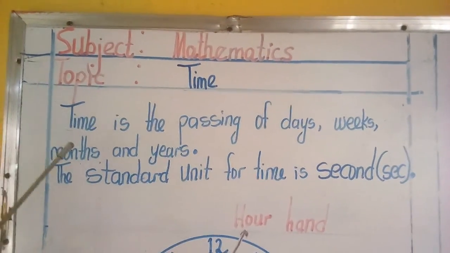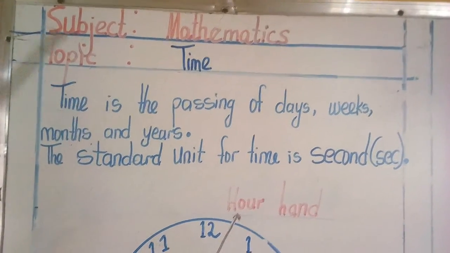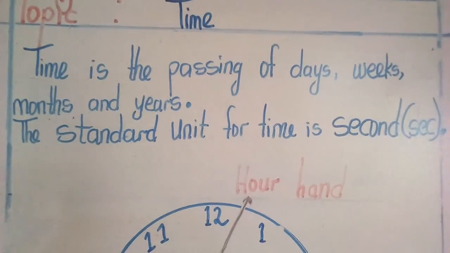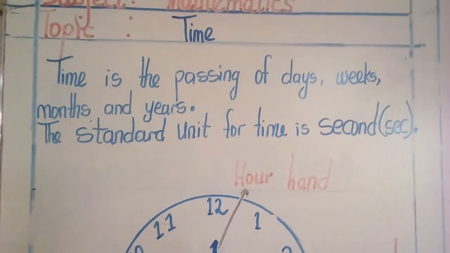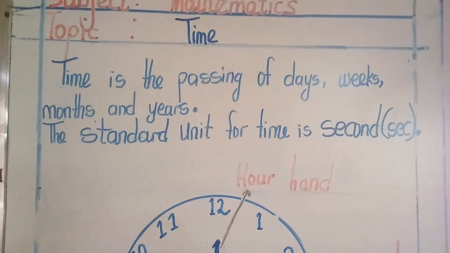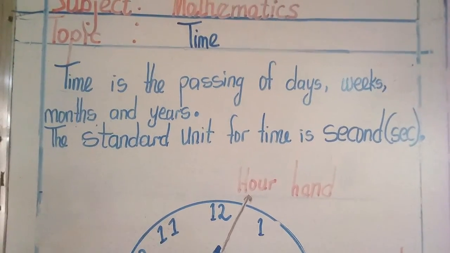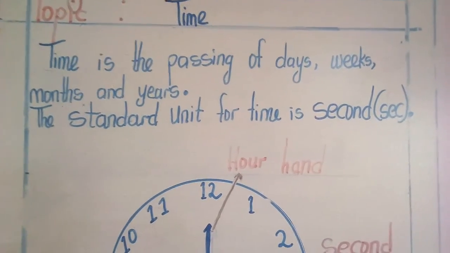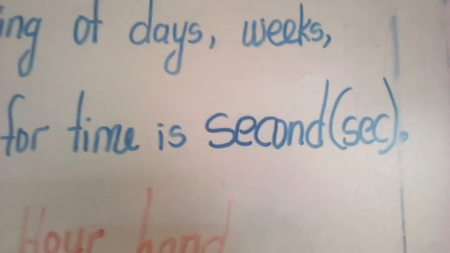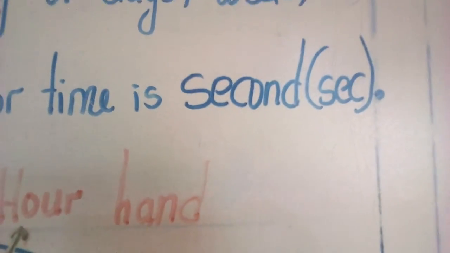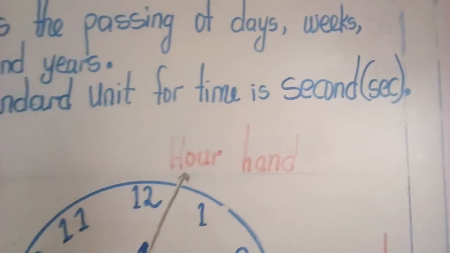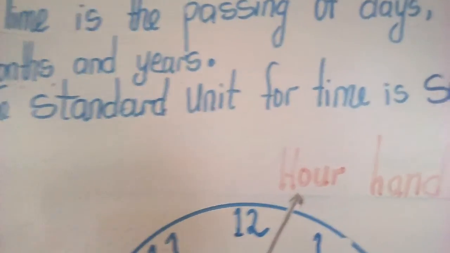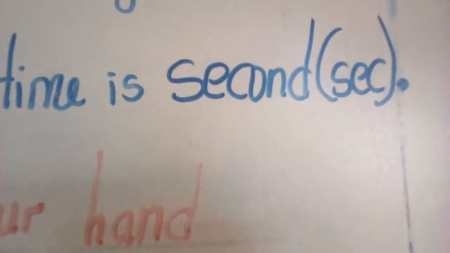And what is time? Time is the passing of days, weeks, months, and years. We use time to know when an event starts and when it ends. When we are measuring time, the standard unit for time is second. It's called second, and it's written in short form like that. When we were looking at length, we said centimeter. When we were looking at weight, we said kilogram and gram. But in time, what we use to measure time is second.